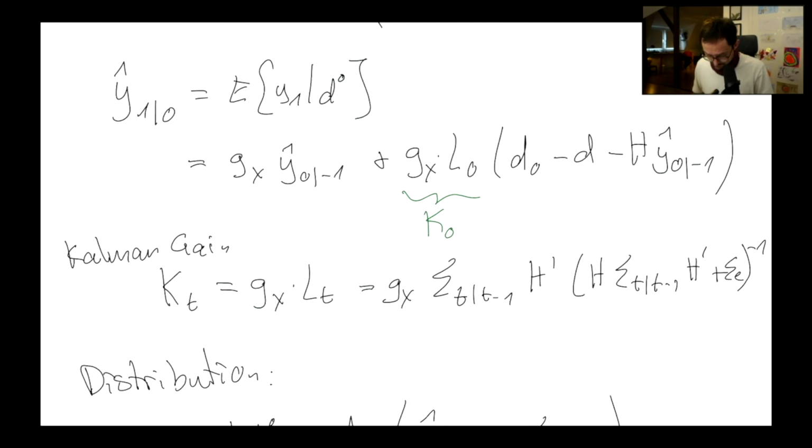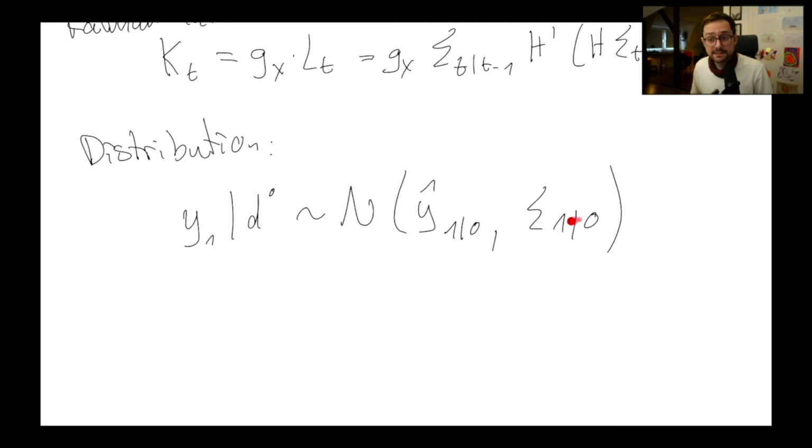That guy, there it is. We have just computed that. This is all, the right-hand side is completely known to you, so you can compute that. Now, what about the covariance matrix? So we need to find or derive that mean squared error matrix Sigma 1, 0.